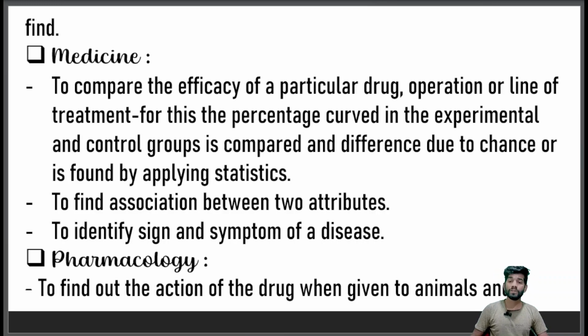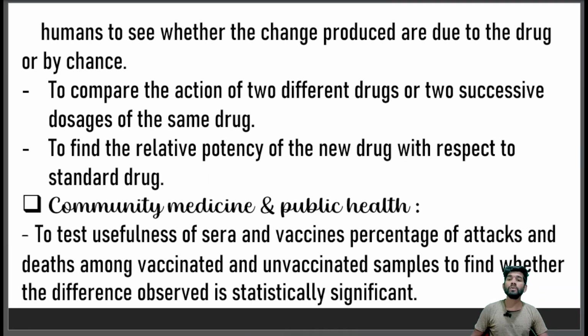Then pharmacology: to find out the action of the drug when given to animals and humans, to see whether the change produced is due to the drug or by chance. While we are injecting some drugs to animals and humans, we see whether the changes are occurring due to the drug or taking place by chance. To compare this, we are using statistics.